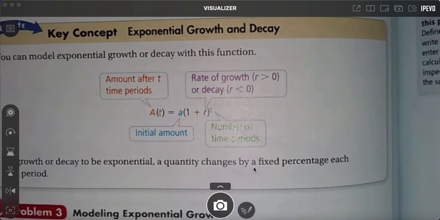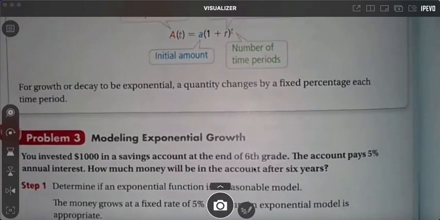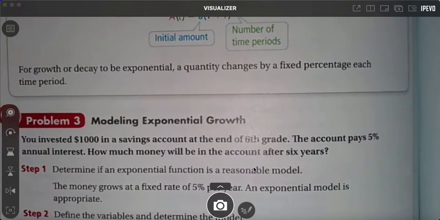Let's look at this word problem. I'll read it and then I'll make the equation from it. It says that you invest $1,000 at the end of 6th grade. The account pays 5% annual interest. How much money will the account have after 6 years? What's your initial amount? 1,000.